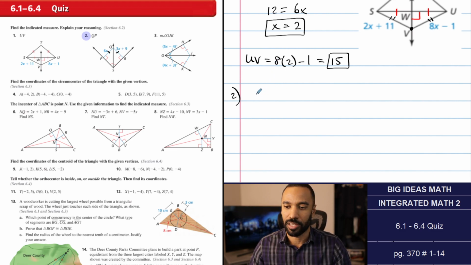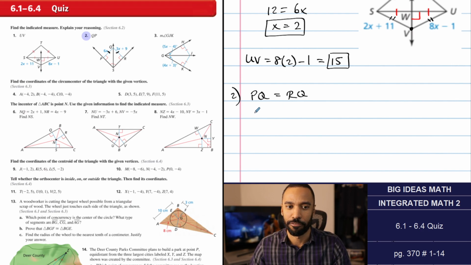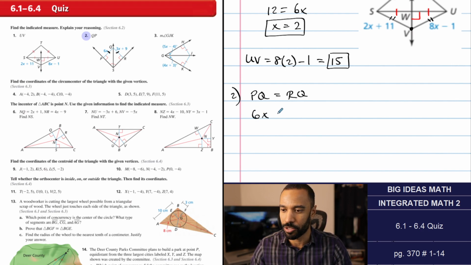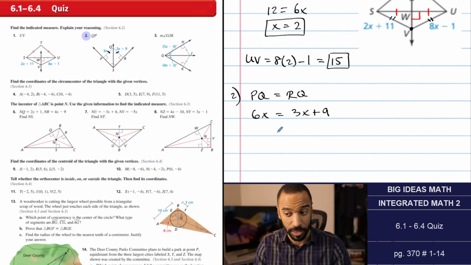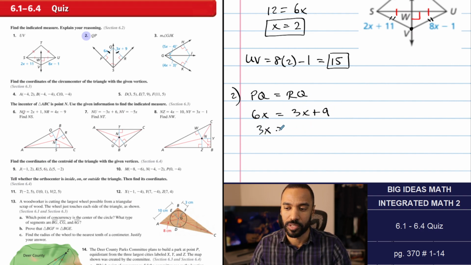So that means that the length PQ equals the length RQ. They are both equal in length. Therefore, 6x, which is the length of PQ, equals 3x plus 9, which is the length of RQ. Subtract 3x from both sides and divide both sides by 3. You get x equals 3.